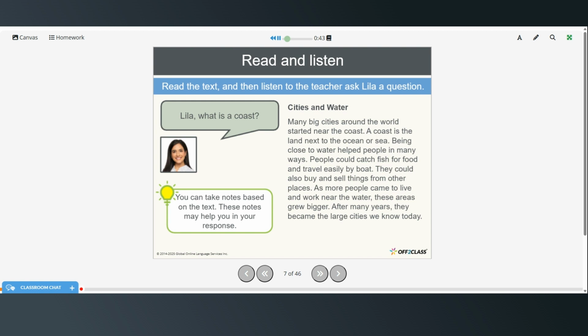Cities and water. Many big cities around the world started near the coast. A coast is the land next to the ocean or sea. Being close to water helped people in many ways. People could catch fish for food and travel easily by boat. They could also buy and sell things from other places. As more people came to live and work near the water, these areas grew bigger. After many years, they became the large cities we know today.